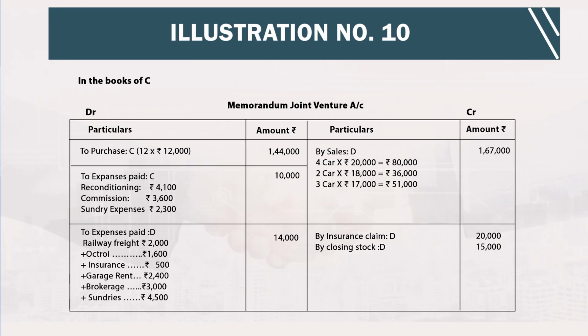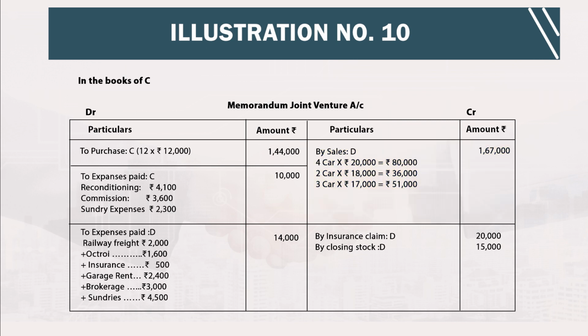This amount will be on the credit side, by sales D. 4 cars at the rate of rupees 20,000 is equal to 80,000. 2 cars at rupees 18,000 is equal to 36,000. 3 cars at rupees 17,000, total 51,000. So, total amount 1,67,000. This is on the credit side of the memorandum joint venture account.